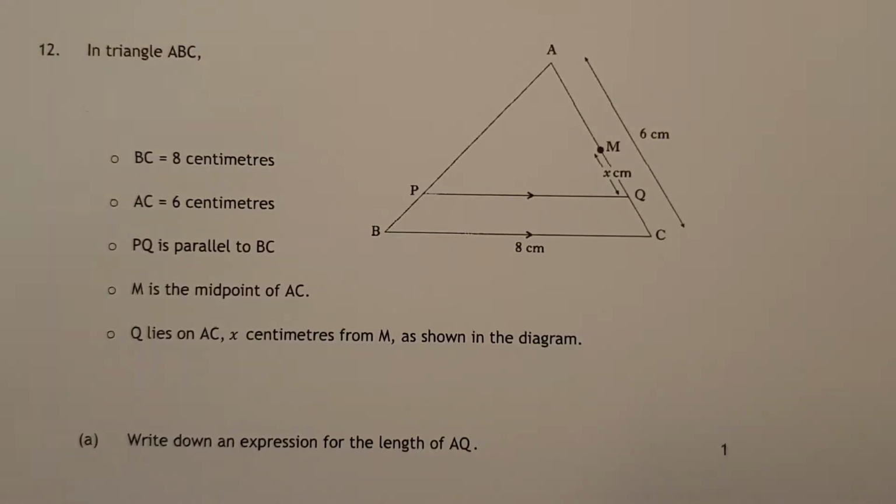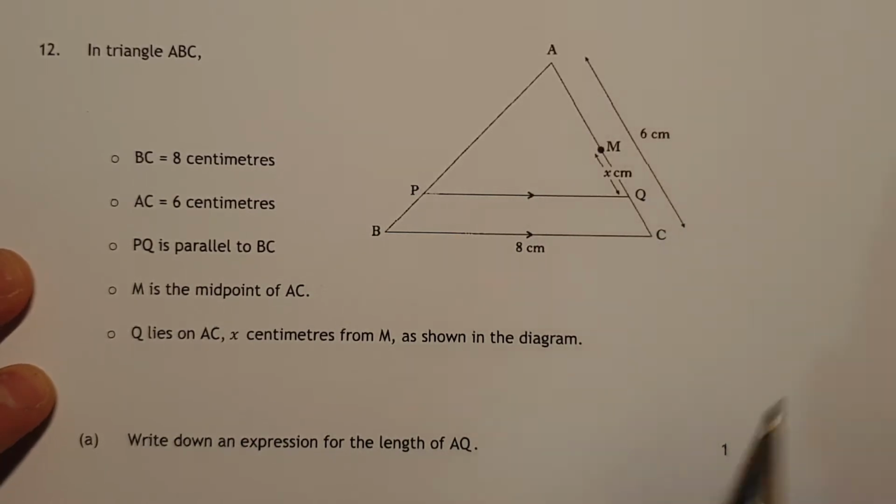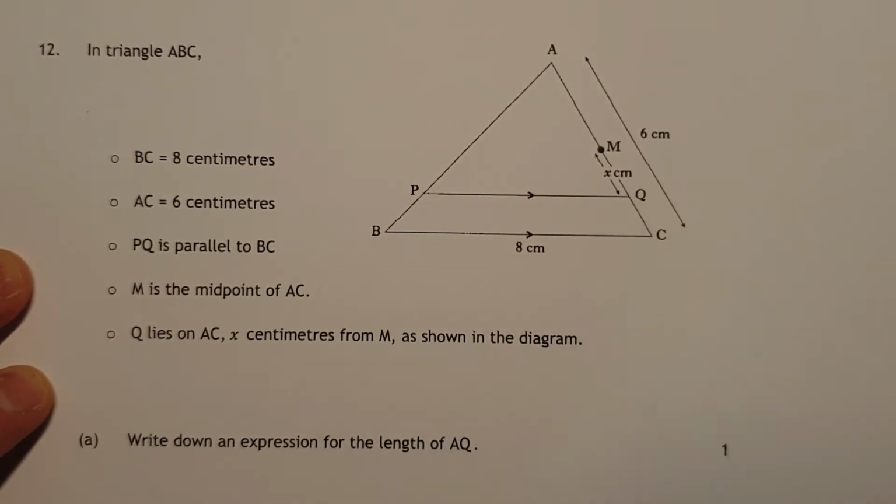National 5 Maths, Practice Paper F, Paper 2. Now in question 12, what we've got here are a couple of similar triangles. We can tell they're similar triangles. You've got one inside the other and you've got parallel lines here. So ABC is an enlargement of APQ.